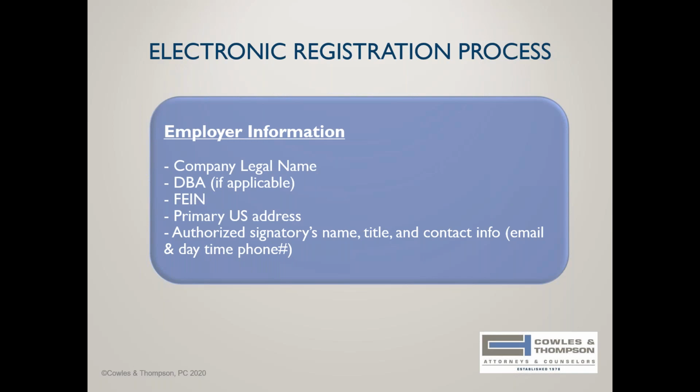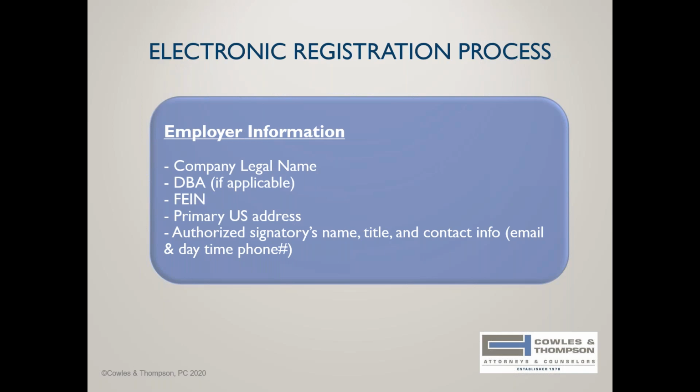That's basic information. They're going to verify it's a valid federal employer identification number. Primary U.S. address, and when you are creating your account, they even give you options for a second address. So if you have a primary U.S. address, but you have where you receive all the mail and everything, you can enter your second address there. And the information about the authorized signatories, meaning the person who's going to be signing the forms and anything related to the H-1B filing.